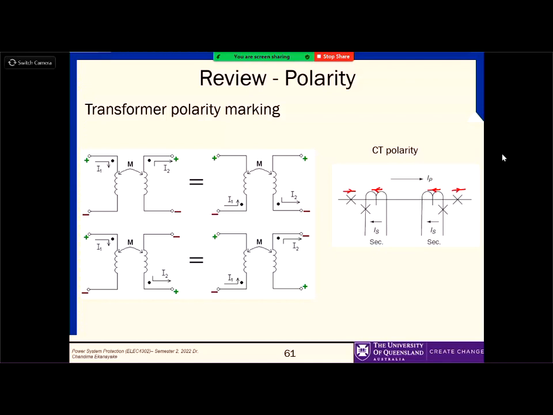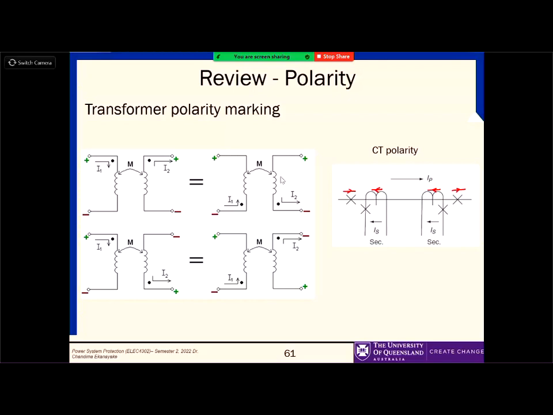So what it means, let's say if there is a current going into this dot, right, that will basically produce a current which is coming out of the dot in the second winding. So if the current is going in, then in the second winding, it will produce a current which is coming out of the dot. And these two currents are in phase. Remember the sign convention, what it says? So the current coming into the dot has the same phase as the current going out of the dot.